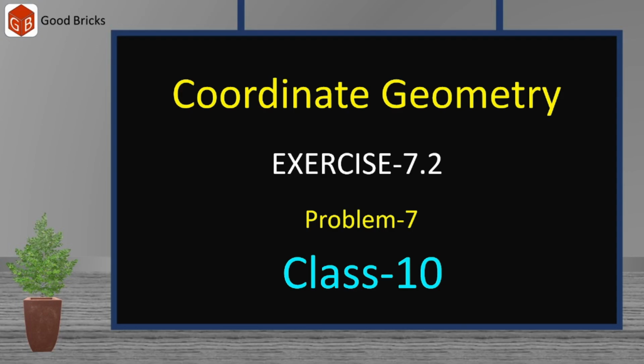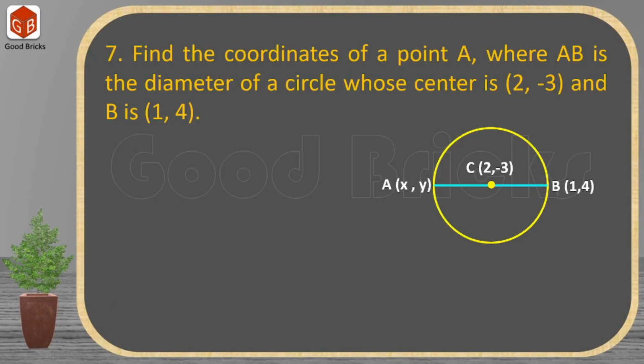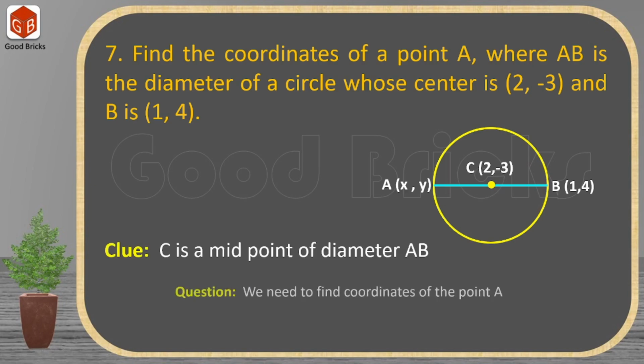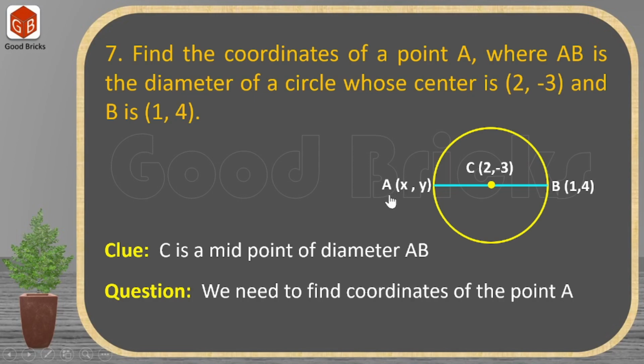Let us now solve problem 7. In this problem, they have given that this point 2 comma minus 3 is a center, is nothing but middle point or midpoint of this diameter AB. Now the question is, we need to find the coordinates of this point A.